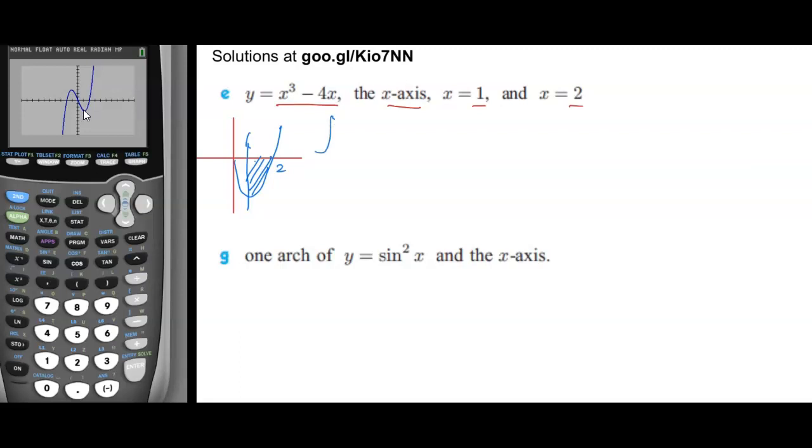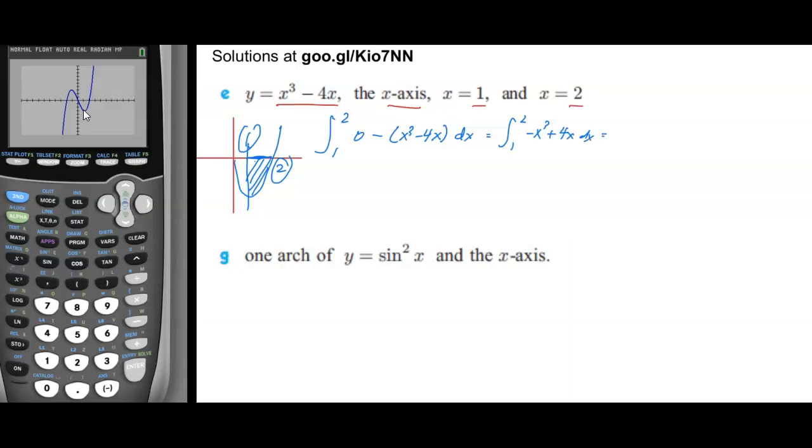So it would be the integral from 1 to 2 of, and this is below the x-axis, so it's going to be 0 because it's below the x-axis. So the top curve is going to be the x-axis itself, which would be y equals 0 minus x cubed minus 4x dx. Let me simplify this. So the integral from 1 to 2 of negative x cubed plus 4x dx.